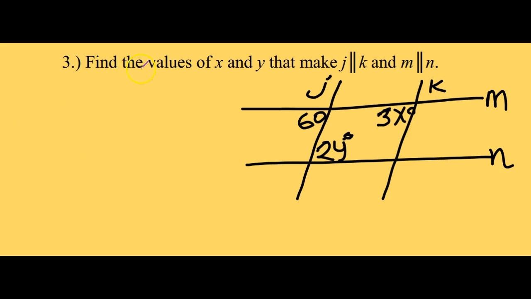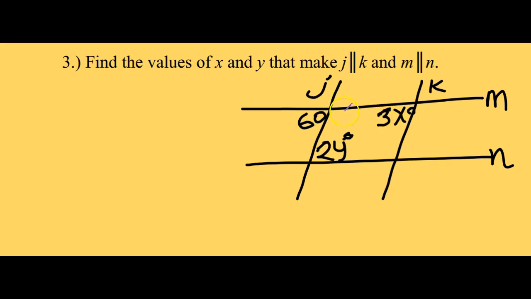Alright, next we are asked to find the values of x and y that make J parallel to K, and M parallel to N. So if I assume that J and K are parallel and M and N are parallel, of course some angles will be congruent, some will be supplementary. So let's check them out.